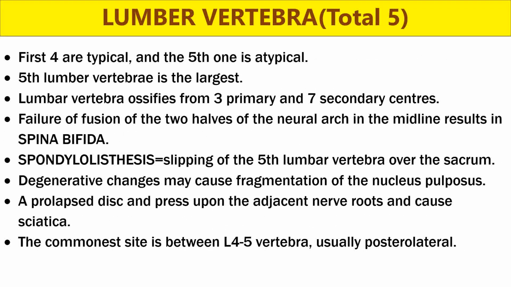Lumbar vertebrae. There are 5 lumbar vertebrae. The first 4 are typical and the 5th is atypical. Large size, absence of costal facets on the body, and the absence of foramen in the transverse process are the identifying features of the lumbar vertebra. The body of the fifth lumbar vertebra is the largest of all lumbar vertebrae, and its spine is small, short, and rounded at the tip.